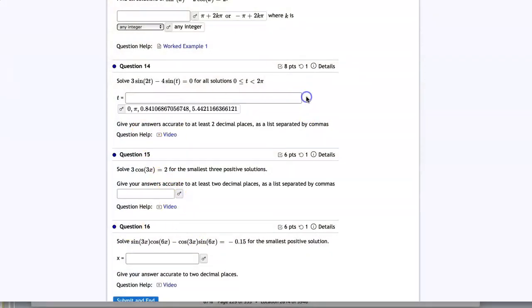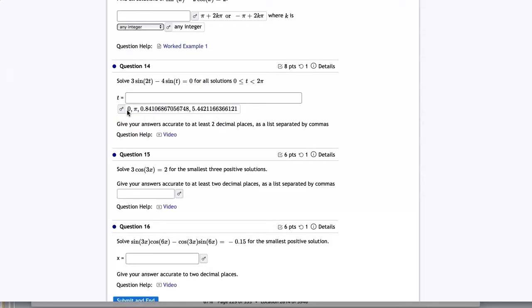Where are we? Here. Okay, so they say at least two decimal places, so they did end up listing a whole bunch more than necessary. You can stop at two, but do notice that pi is still listed as pi because it's an exact value from the unit circle.